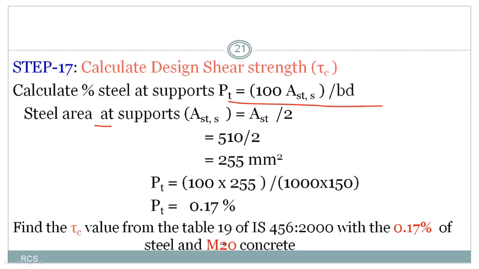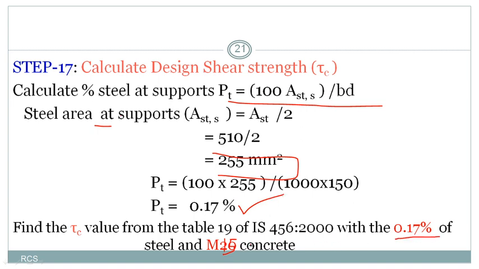Here the grade of concrete is M15, not M20. The percentage of steel at the support: at the support we have to bend 50% of the bars, so the main bar passing through the support is only 50%. That will be half of the area of steel provided, that is 510 by 2, equal to 255 mm square area. Corresponding to that, we get 0.17 percentage of steel.